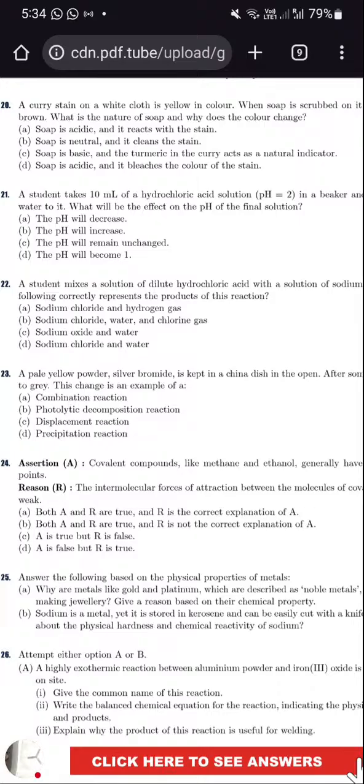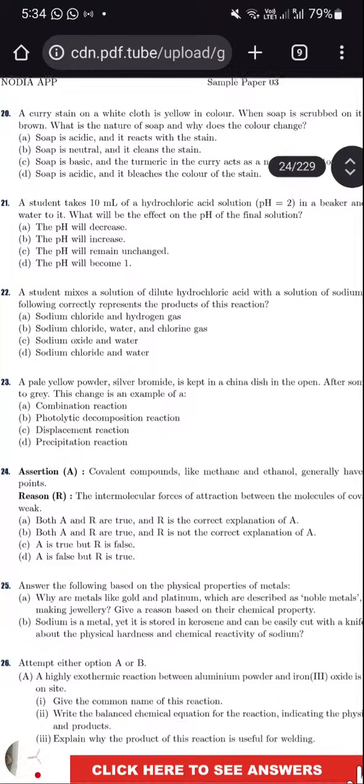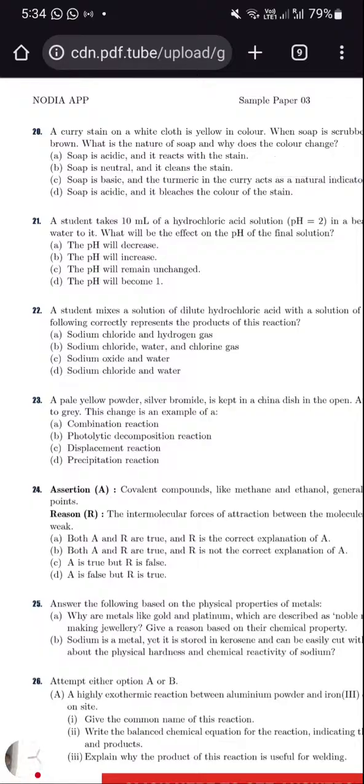Decrease? It's wrong. pH will increase. If the pH is already 2 and it decreases, it will become much more acidic. Here the acid is getting diluted after adding water, so pH will increase from 2 to either 3 or 4. So pH will increase, option number B. Okay, you wrote B only. This is correct.